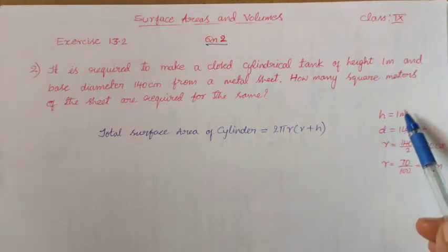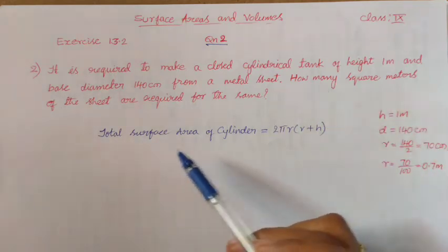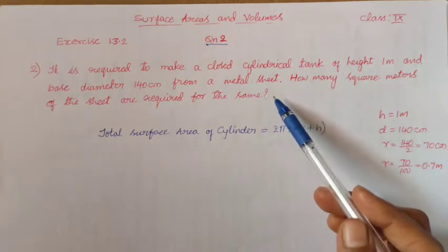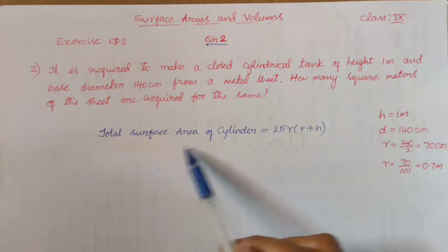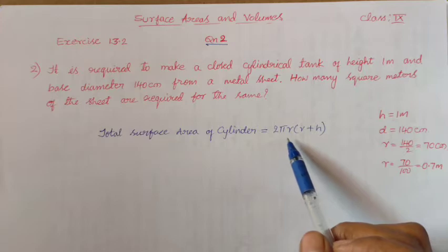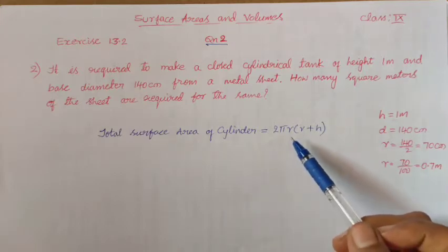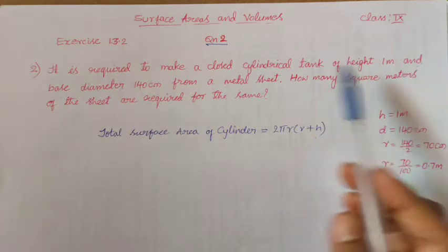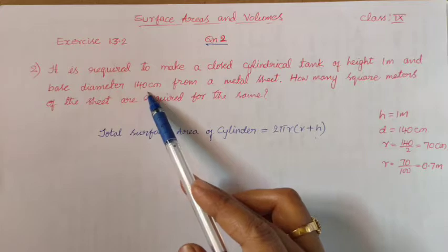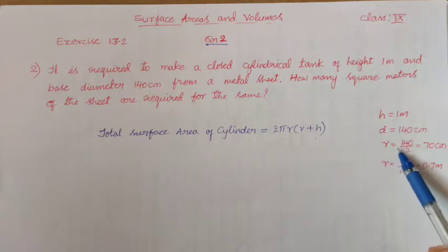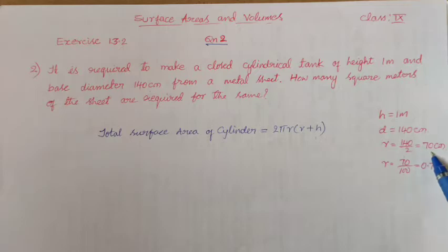So the h is given. How many square meters of the sheet? How much metal sheet is required for making that cylinder? A closed cylindrical figure means it is the total surface area of the cylinder. The total surface area of the cylinder is 2 pi r into r plus h. Also the diameter of the closed cylindrical tank is given, that is 140 centimeter. Diameter is nothing but 2 times r. Therefore r is equal to 140 by 2, that is 70 centimeter.